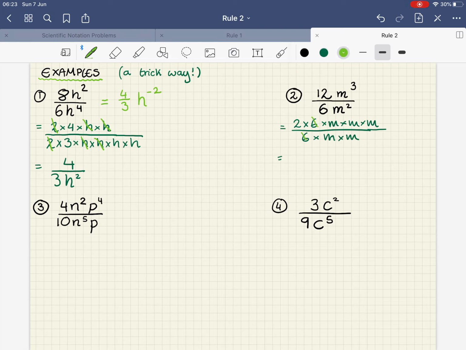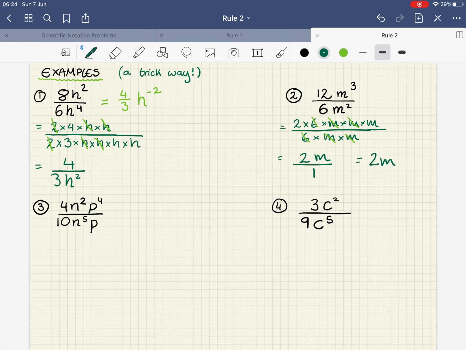Cancelling off my pairs, so the 6 and the 6, m and m, m and m. And so left on top I have 2m over, and I have nothing on the bottom there, so it will just be over 1. But remember, a fraction is just division, so that's saying 2m divided by 1. Which is just going to be 2m.